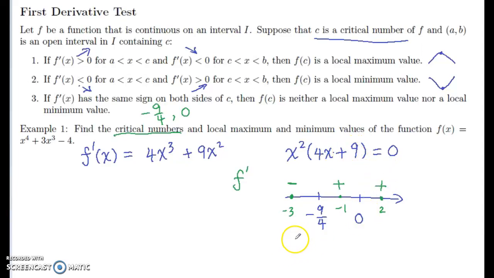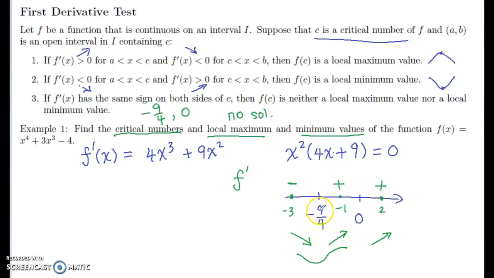So what happened here is the function is decreasing, then increasing, then increasing. What it tells us is that it has a local min right here. But here it's increasing, so it's going to continue increasing. So we do not have a local max. We do have a local minimum.